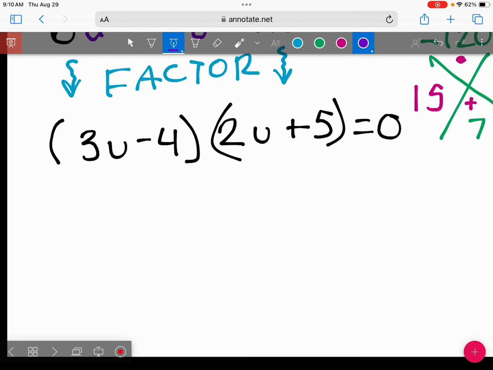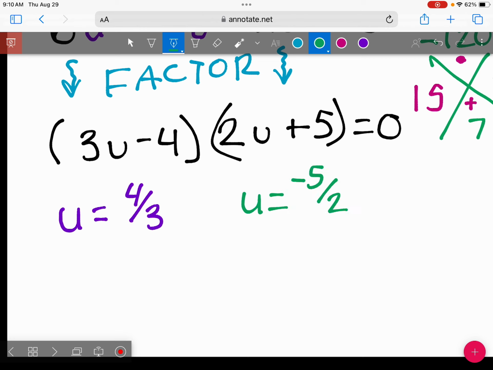We have what as our solutions? Watch your sign. 4/3, and u equals -5/2. Right? Once we get it into factored form, you set each factor equal to 0. We were asked to solve, which means we need to get to our variable equals. Right now we're at a u equals, not a w equals.